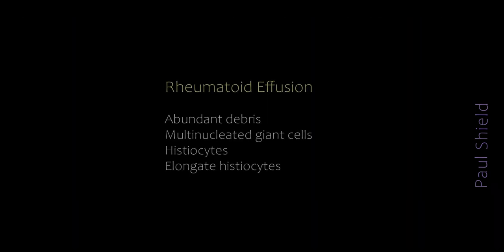So in summary, rheumatoid effusions are characterised by those particularly three things: abundant debris, multinucleate giant cells, histiocytes, and often I didn't show you any there, but you will see quite elongate, sort of almost spindly like histiocytes present.